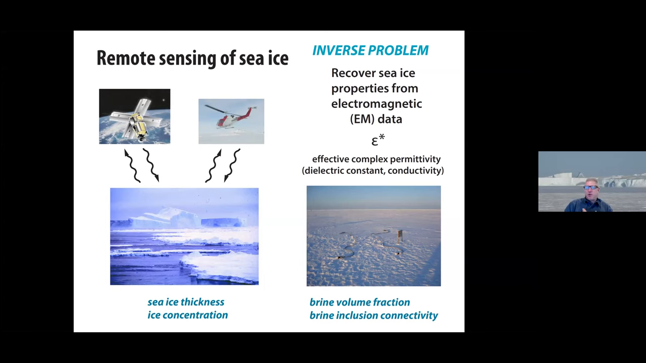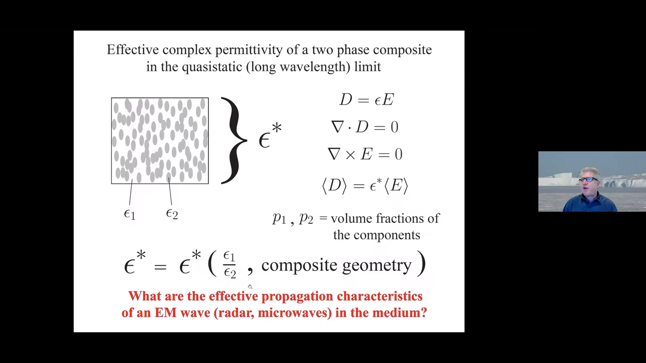Okay. So the remote sensing problem. This is where you get into all the electromagnetics. And fundamentally, it's an inverse problem. Namely, how do you recover sea ice properties from electromagnetic data, such as the effective complex permittivity? We'd like to recover, say, brine volume fraction, the connectivity, the thickness, concentration, all the kind of things that you might expect.